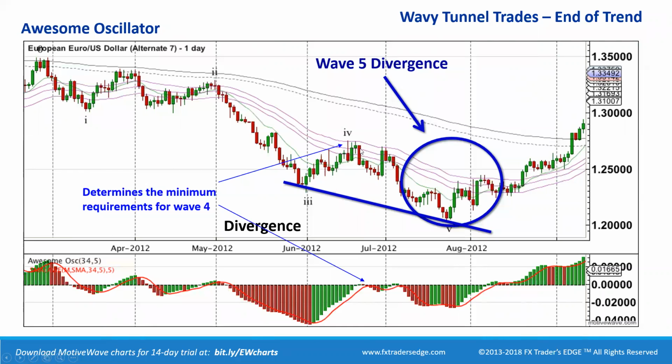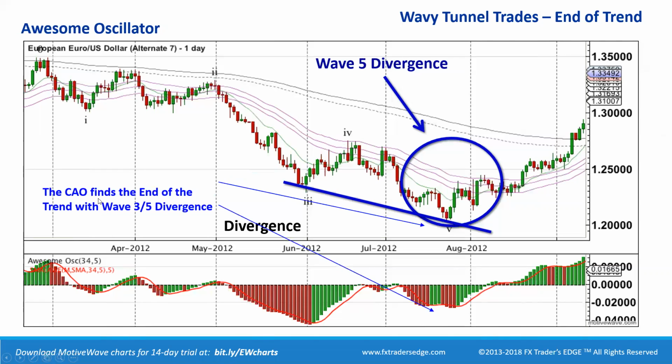If we have a complex wave 4, then we will have the Awesome Oscillator going above the 0 line, below the 0 line, before we finally have that diverging move down for the wave 5. So we can't predict what kind of a wave 4 correction we're going to have.